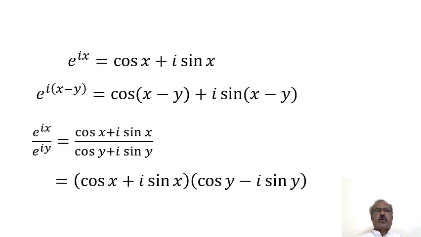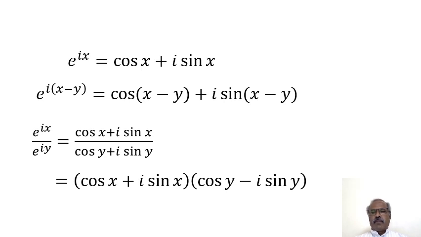So e raised to i times (x minus y) equals cos (x minus y) plus i times sin (x minus y). Also, e raised to i times (x minus y) equals e raised to ix divided by e raised to iy. Now, using the expressions for e raised to ix and e raised to iy, this becomes cos of x plus i times sin of x, whole upon cos y plus i times sin of y.